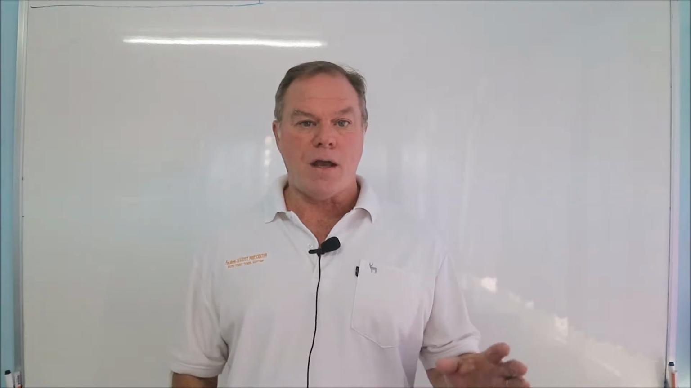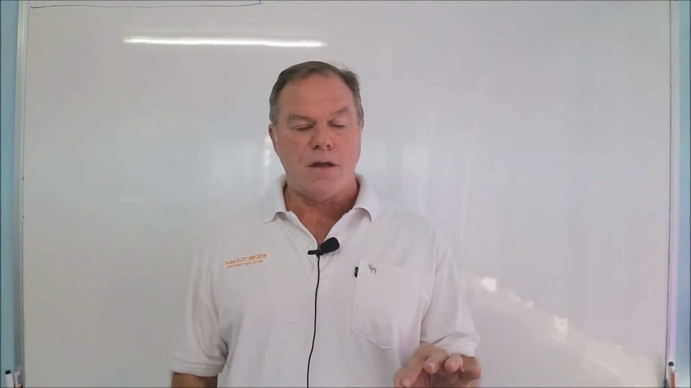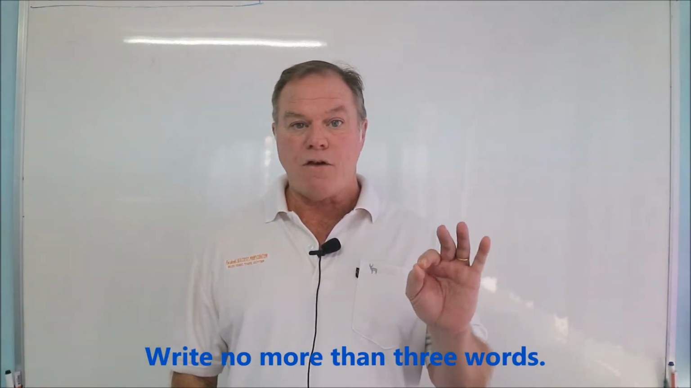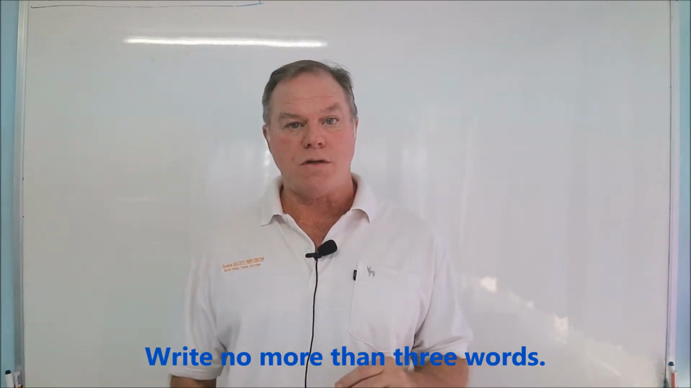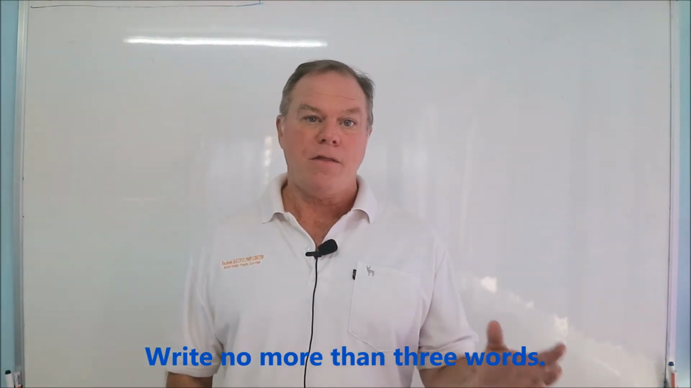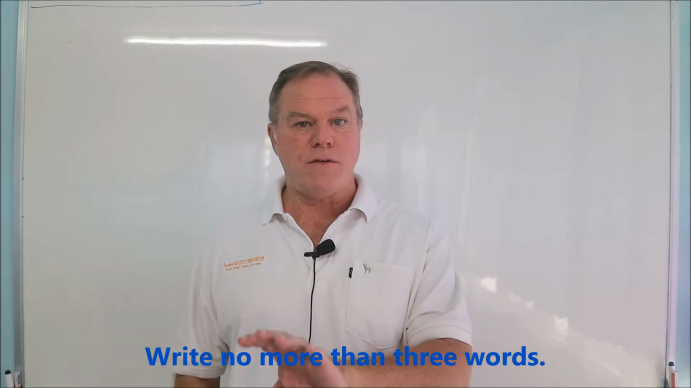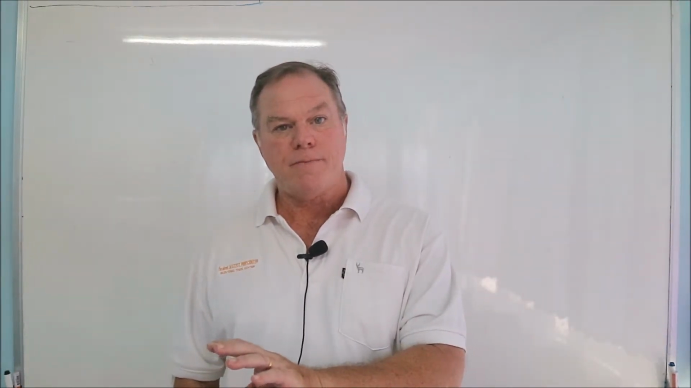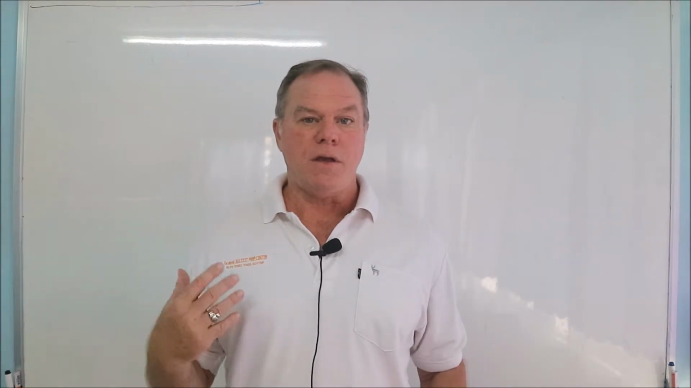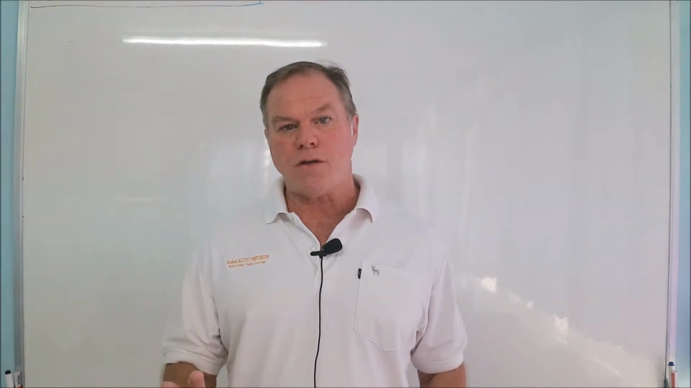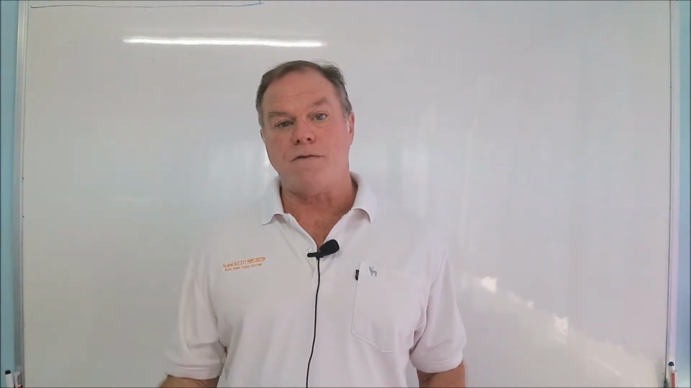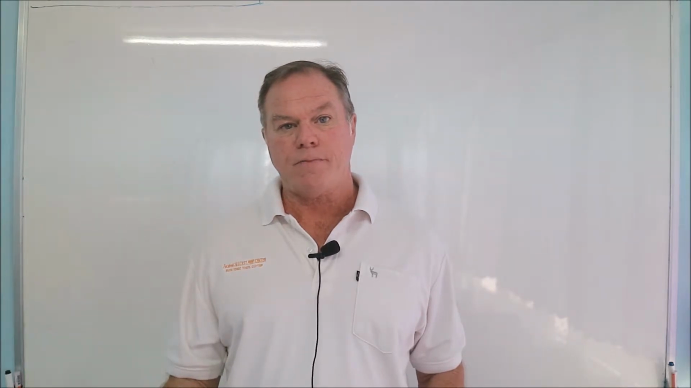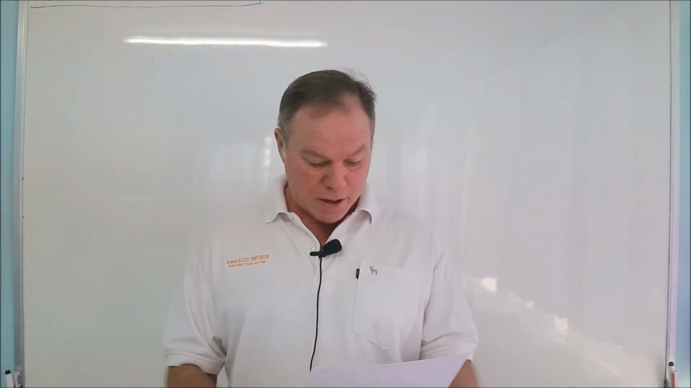Now sometimes, and this is really important, it will say write no more than 2 words. There, I can have an adjective and a noun, or perhaps an adverb and a verb. Okay? So look at the sentence. What is missing from the sentence structure? Okay, so that's step 3.